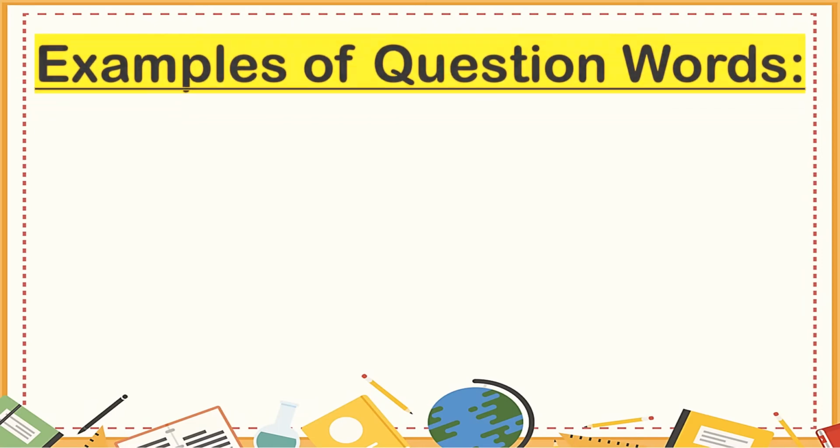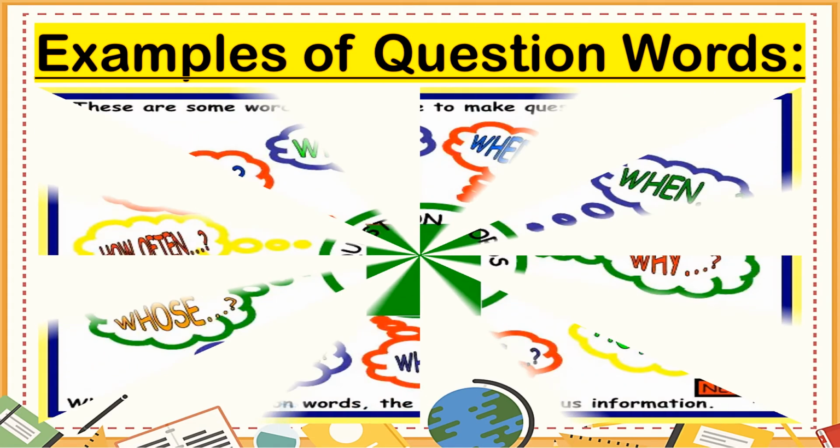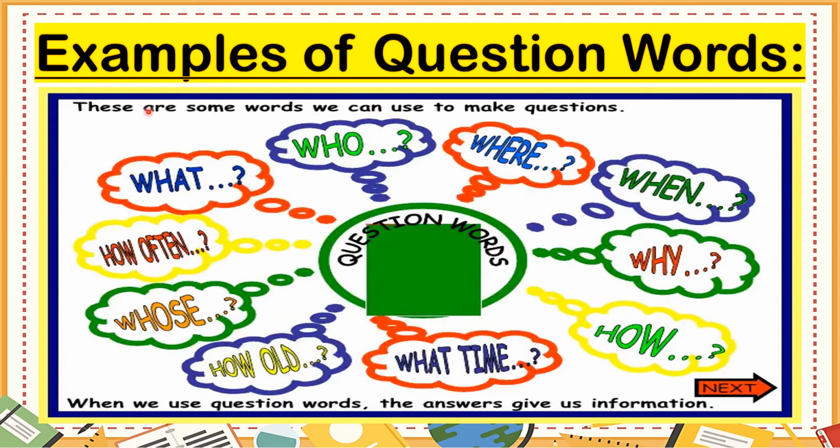Class, here are some examples of question words. So always remember, class, there are some words we can use to make questions. And here are some examples. First one is who. Next, we have where, when, why, how, what time, how old, whose, how often, and what. Now, class, let us discuss some question words in the following slides.